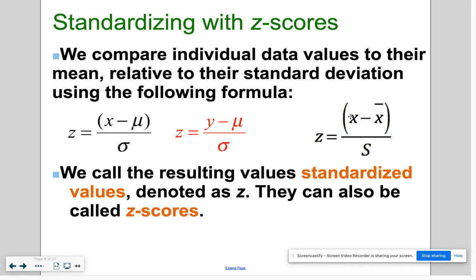So you're subtracting the mean from your value to find out how far away from the mean you are. And then you're going to normalize that by dividing by the standard deviation. You want to say, on average, how far away from the mean is that in terms of standard deviations? So that's what a z-score is. It's unitless.